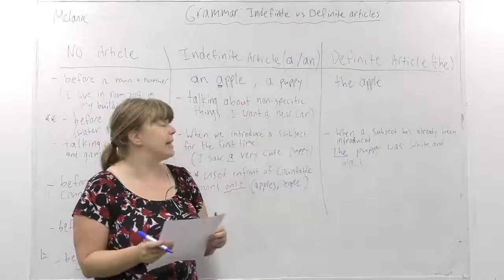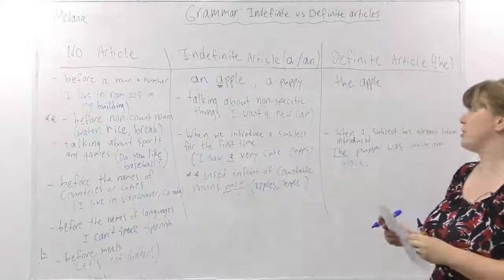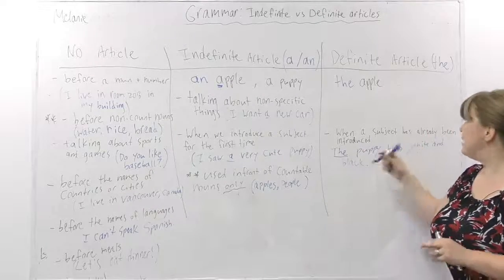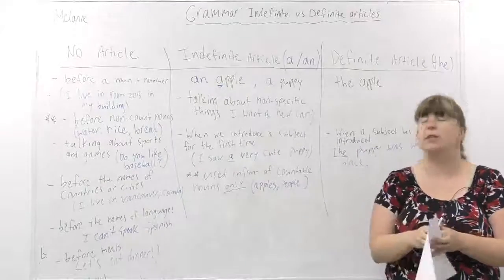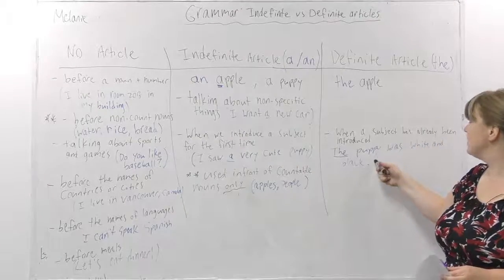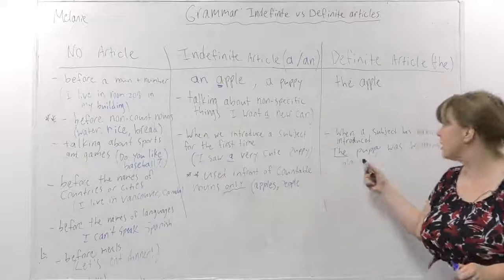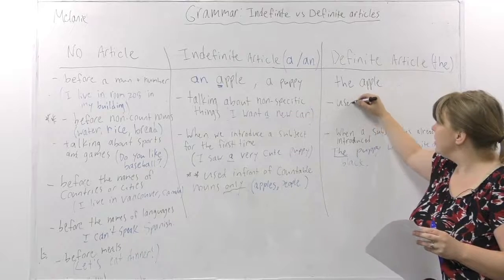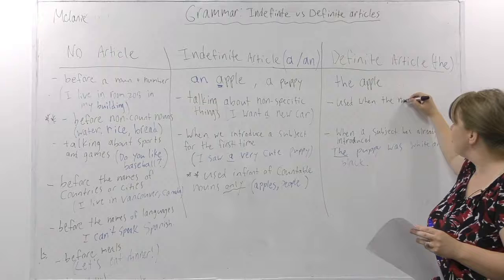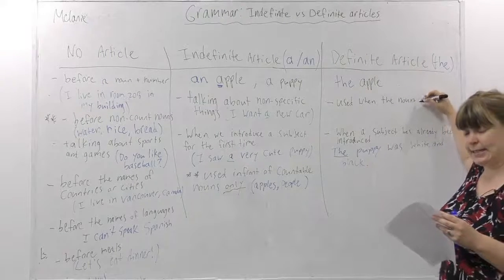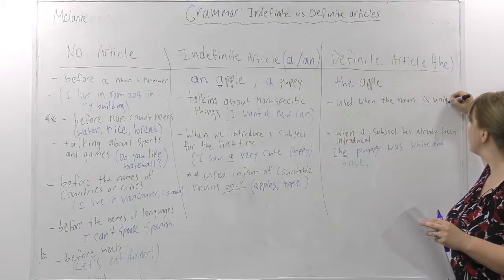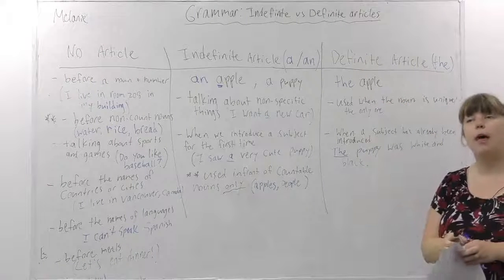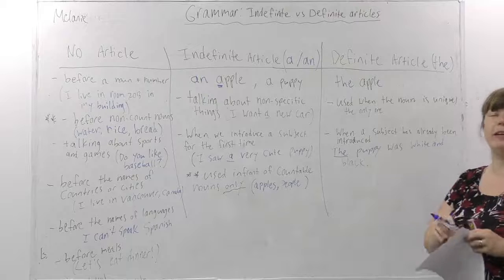Thank you, guys. Okay, so let's move on to our definite articles. Basically, we use this when both speakers know the subject. So here, both speakers know the subject already. We already talked about the puppy. This is also used when the noun or the subject is unique. So that means the only one. So for example, the sun. We only have one sun, so we call it the sun.